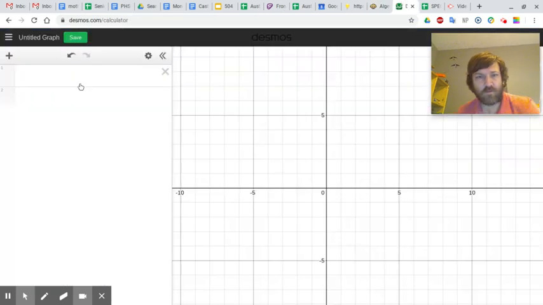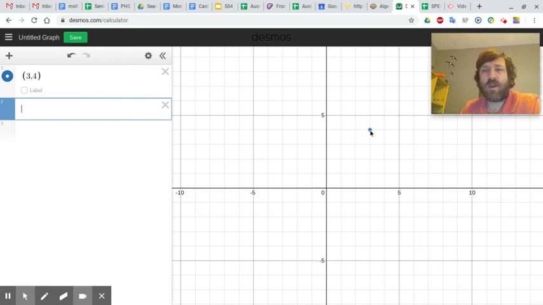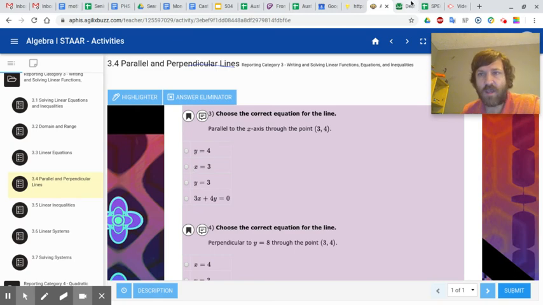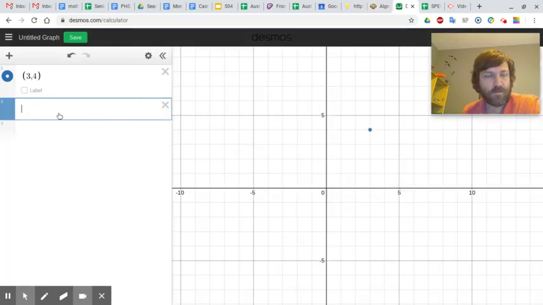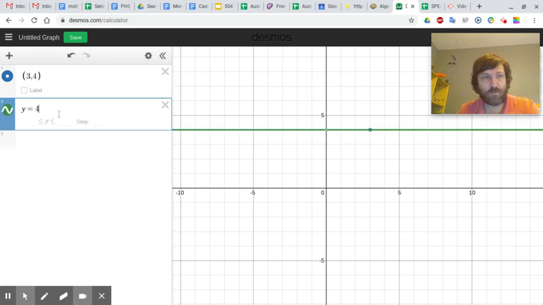So let's jump over here, and we're going to type that point in. Okay, so it has to cross through this point, and it has to be parallel to this axis. So the line's going to need to go right along here. So we'll see which one fits that. First answer is y equals 4. So jump back, and we'll type y equals 4. And that's convenient. The first answer choice is the one that matches. It crosses the point, and it also is parallel to the x-axis.